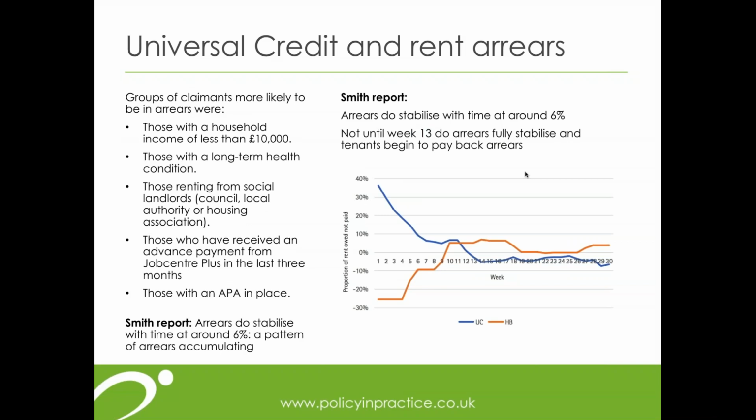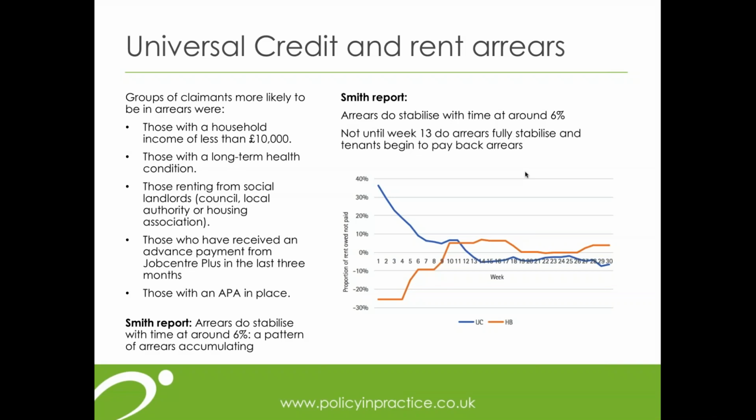A little bit more research, again ongoing from the DWP: households that were more likely to be in arrears were those with low household incomes of less than £10,000, those with long-term health conditions, and those renting from social landlords. So those social tenants in particular, I think, are struggling with this change of managing their own money, and I imagine that's a key driver there. Also those who had received an advance payment from Job Centre Plus in the 3 months before the survey was carried out. So I think the advance payment helps, but it can also mean that it's harder to keep up payments later on. And those that have APAs, and there's a question around causality. APAs are probably something that you put in place because people are going to be struggling to pay their rent.